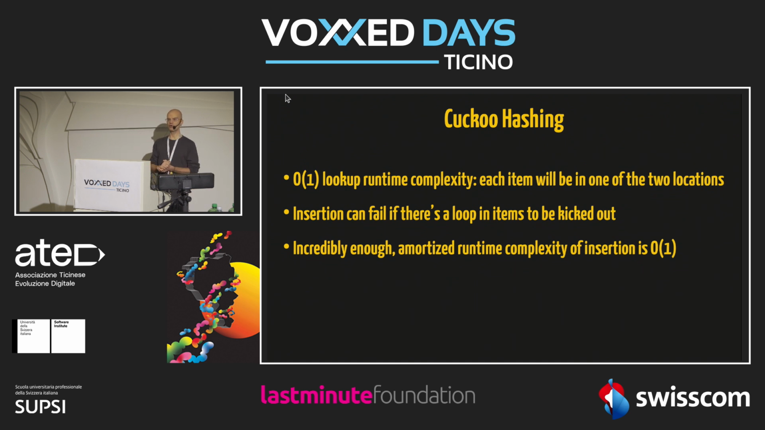The drawback of this is that the insertion can fail. As I said before, if there's a cycle, a loop in the kicking out system, then we have to stop doing it and resize the array to a more proper dimension. Incredibly enough, still, given all this stuff, the amortized runtime complexity for insertion is still constant.